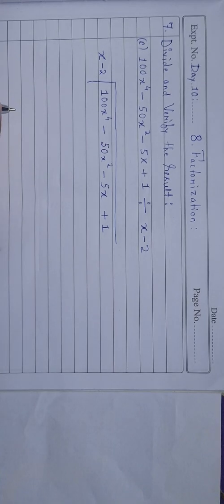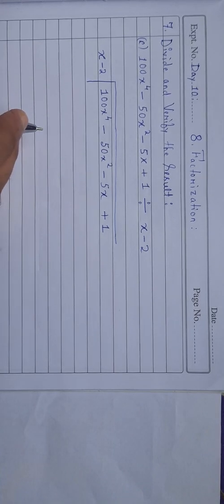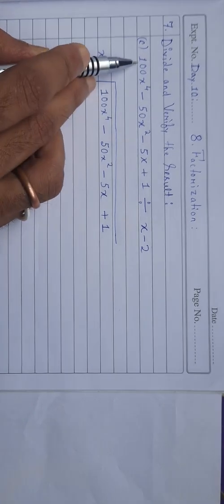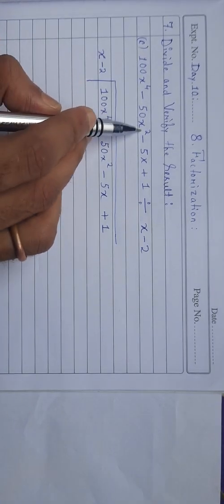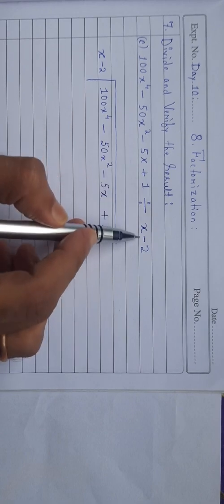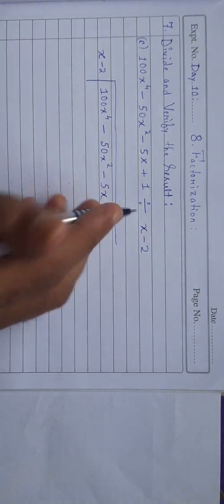Jai Gurudev. Now we'll see the third question, which is based on division. 100x to the power 4 minus 50x square minus 5x plus 1 divided by x minus 2.